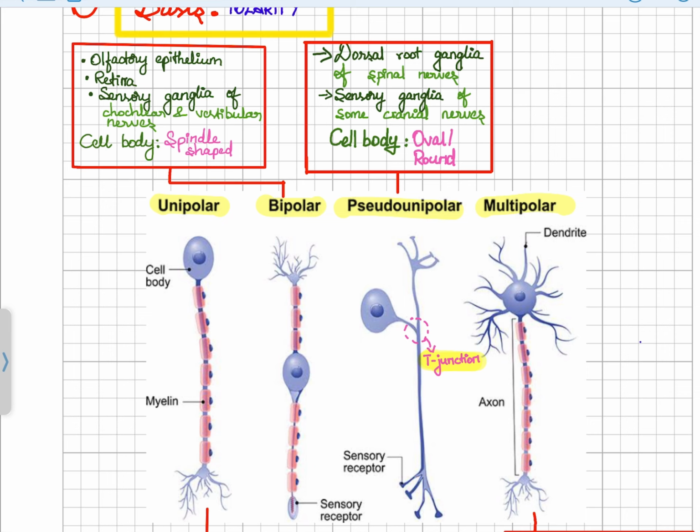And in bipolar, the easiest thing I remember every time is the retina. Comment out which one you like the most or remember the most after reading. Olfactory epithelium, retina, sensory ganglia of the cochlear and vestibular nerves, right? Pseudo unipolar: the most commonly heard one is the dorsal root ganglia of spinal nerves, and also remember the sensory ganglia of some cranial nerves.